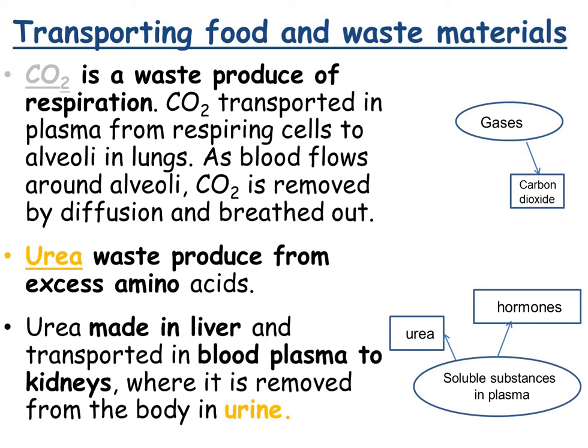Then another waste product is urea, which is produced from excess amino acids. And urea is made in the liver, and then it's transported in the blood plasma to the kidneys, where it is removed in the form of urine.